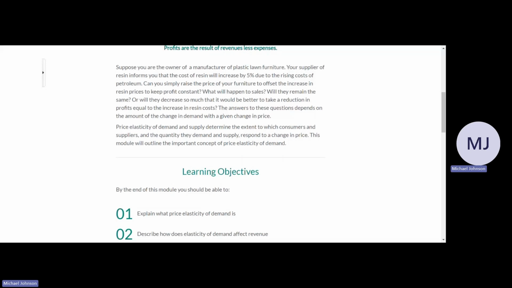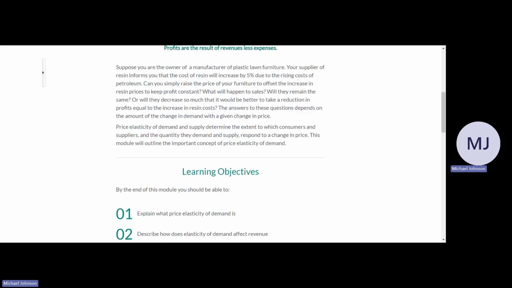Suppose you're the owner of a manufacturer of plastic lawn furniture. Your supplier of resin informs you that the cost of resin will increase by 5% due to the rising cost of petroleum. Can you simply raise the price of your furniture to offset the increase in resin prices to keep profit constant? What will happen to sales? Will they remain the same, or will they decrease so much that it would be better off to take a reduction in profits equal to the increase in resin costs?